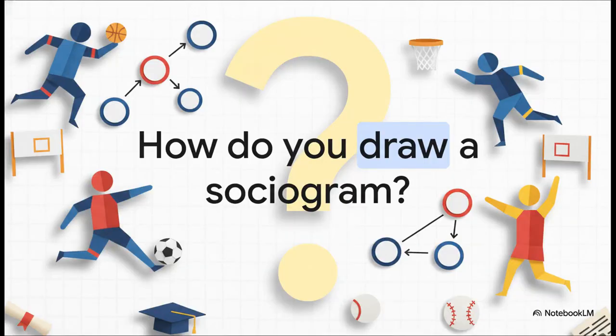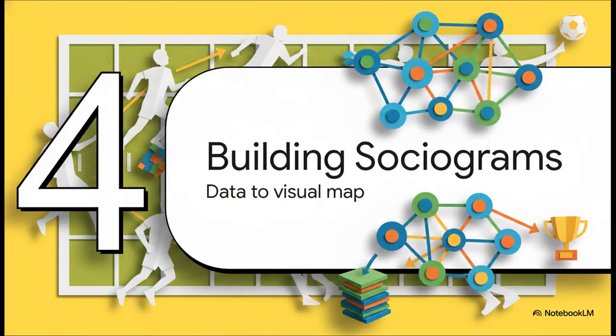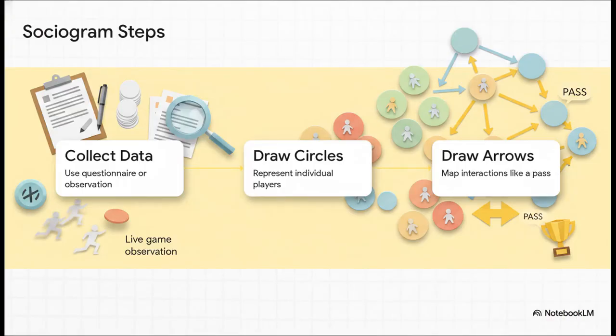All right, I can literally hear you asking through the screen right now. This theory is great and all, but how do I actually draw one of these things to secure my passing grade? Don't worry, I've got you covered. Section 4. Building your own sociogram. From raw data to visual map. Let's get super practical and turn that raw data into a visual map that's going to make your instructors very happy. Here are the literal construction steps.